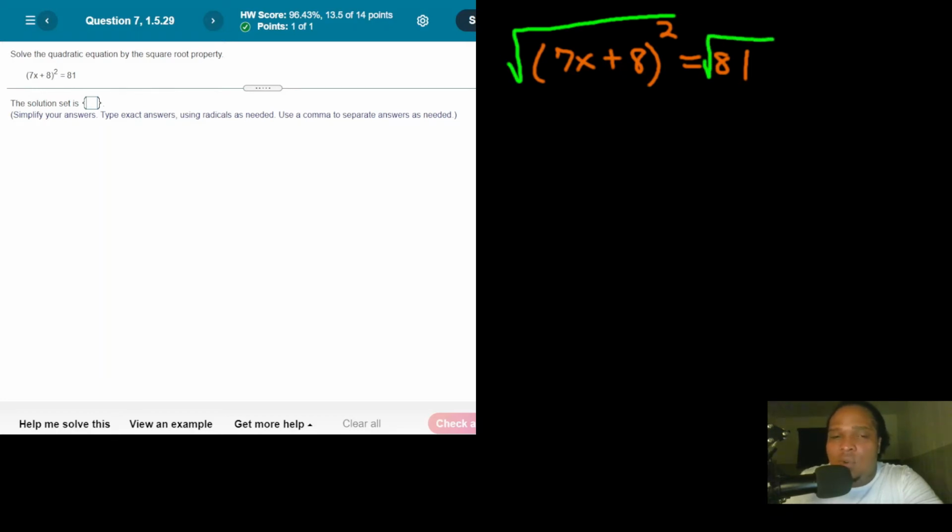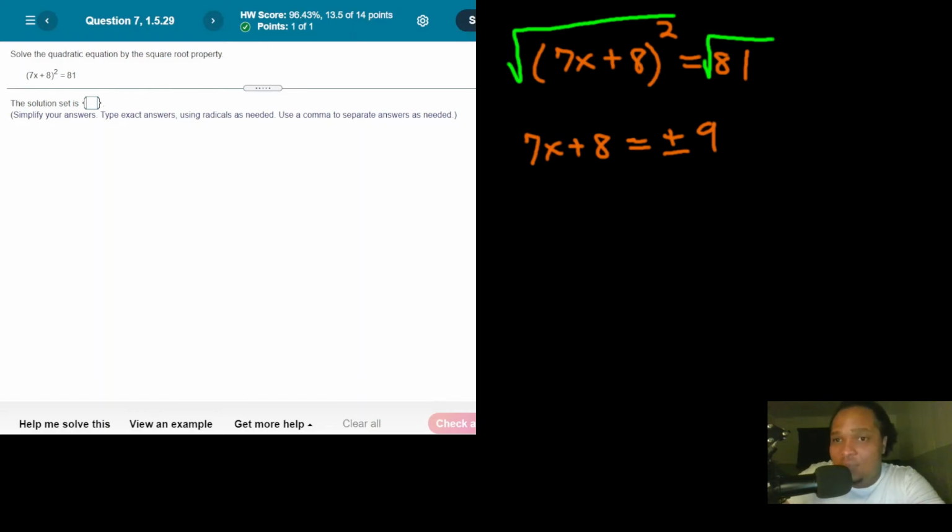So when you take the square root, it comes out clean. You're left with 7x plus 8. Remember, it comes out of the square, so it's no longer squared, equals, you just take a square root. Whenever you're doing a square root property, put that plus or minus. Now, what's the square root of 81? What times what gives you 81? 9.